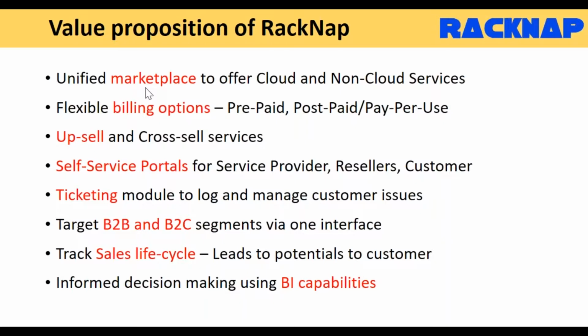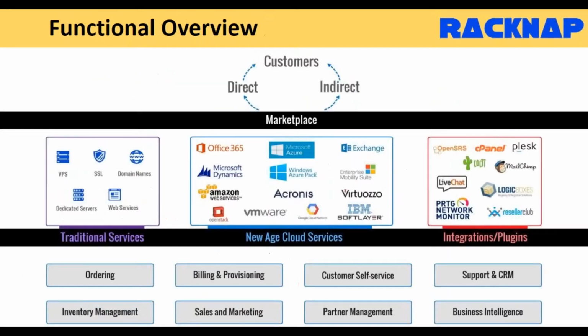Then RackNap also caters to two different models, like a B2B model where you can sell to channel partners, and then they can sell to end customers. And then B2C is from an end customer standpoint. The sales life cycle can be tracked, and there are BI capabilities for the management team to understand how the business is doing. So all that I said so far is visually represented here as a functional overview. Right? So if you look at this here.